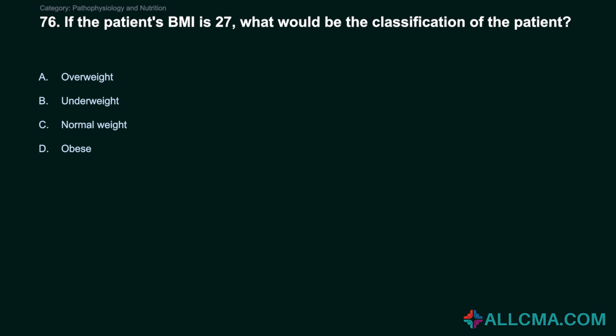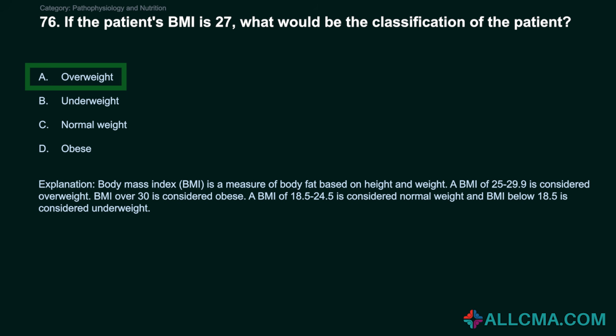76. If the patient's BMI is 27, what would be the classification of the patient? A. Overweight. B. Underweight. C. Normal weight. D. Obese. Correct answer, A. Overweight. Body mass index, BMI, is a measure of body fat based on height and weight. A BMI of 25 to 29.9 is considered overweight. BMI over 30 is considered obese. A BMI of 18.5 to 24.5 is considered normal weight, and BMI below 18.5 is considered underweight.